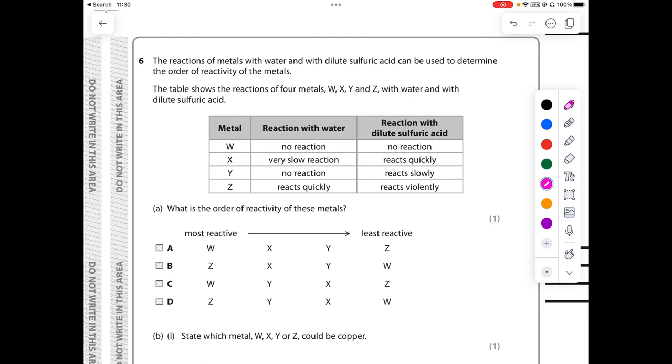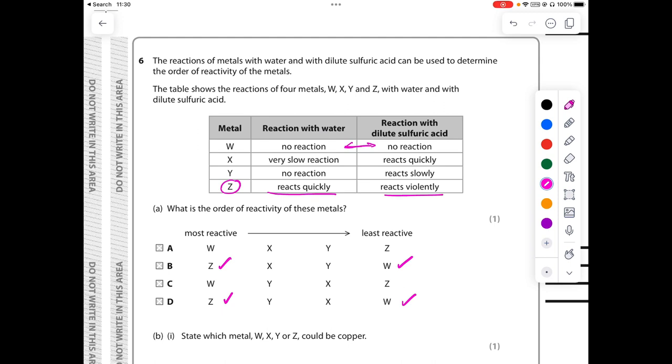Now, we can see that Z is reacting quickly both with water and sulfuric acid. So Z has to be the most reactive one. So it has to be either B or D. And we can see that W has no reaction at all. So W has to be the last one. So it can be B and D. Now compare between X and Y.